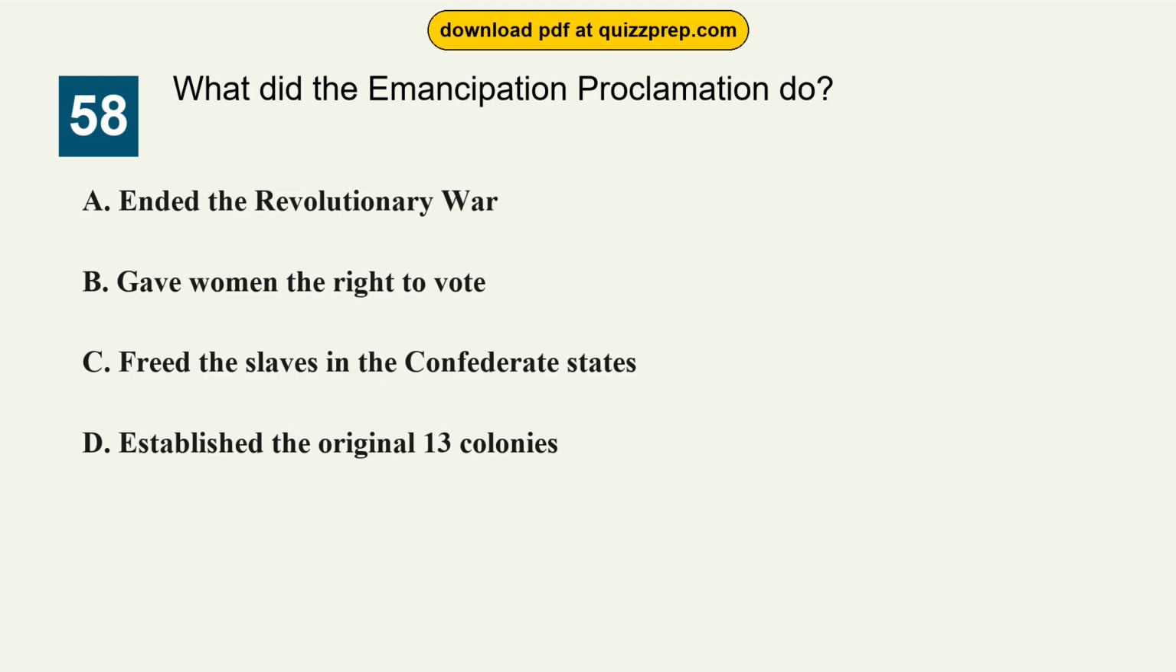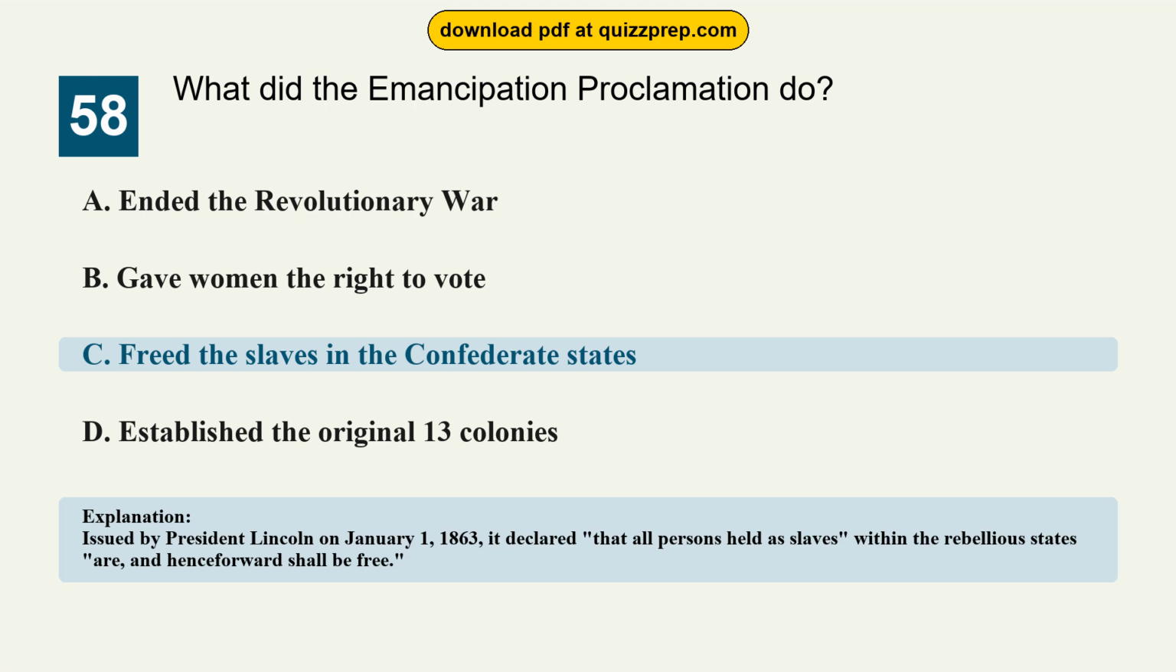Question 58. What did the Emancipation Proclamation do? Option A, ended the Revolutionary War. Option B, gave women the right to vote. Option C, freed the slaves in the Confederate States. Option D, established the original 13 colonies. The correct answer is option C, freed the slaves in the Confederate States. Issued by President Lincoln on January 1, 1863, it declared that all persons held as slaves within the rebellious states are, and henceforward shall be free.